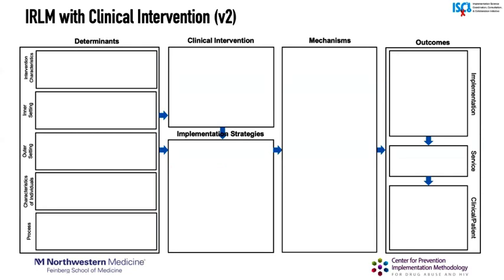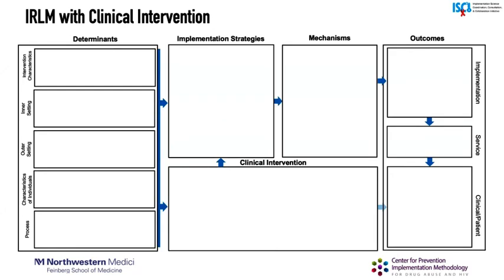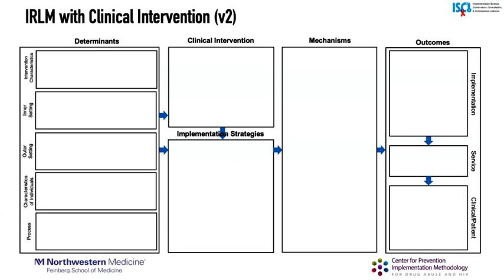Here's a second version of the same kind of model where we just have a different way of depicting where the clinical intervention sits. This is considered V2, but it actually was the first version of it. And then we changed back to this version because it seemed to be a little bit more intuitive following the arrows in a clockwise manner. But this would certainly still be an option to show the relationship of the clinical intervention with the determinants and the strategies that are selected.